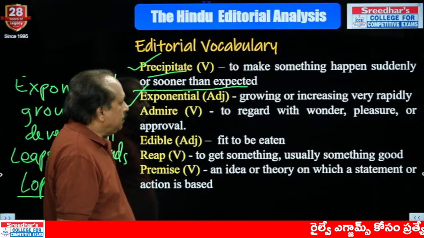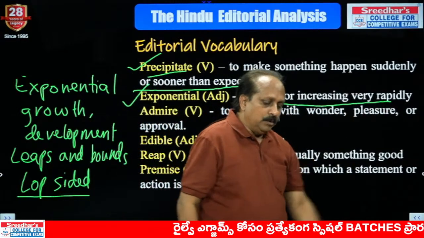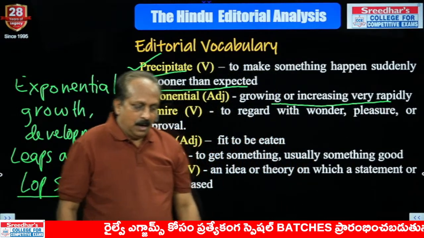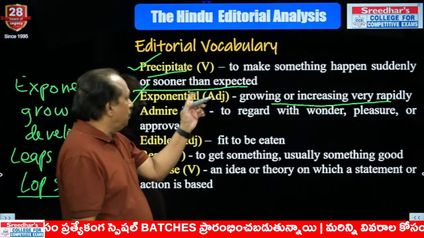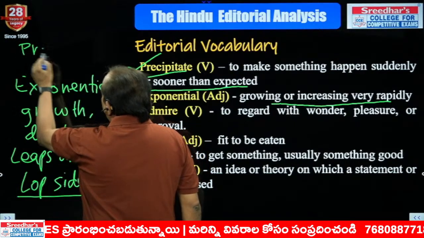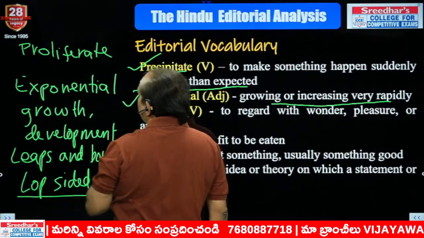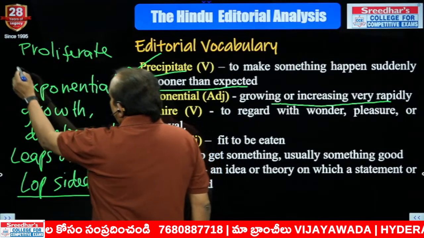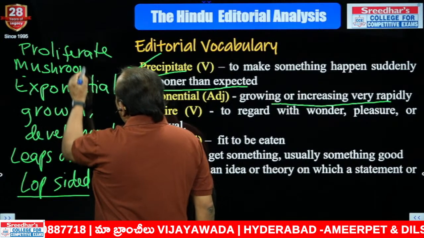Exponential means growing or increasing very rapidly. Rapid growth, exponential growth, and growing by leaps and bounds. But here again, you have to recollect based on this word, two words: one word and one idiom. Proliferate also means the same, multiply rapidly, proliferate. And there's an important idiom, mushroom growth.